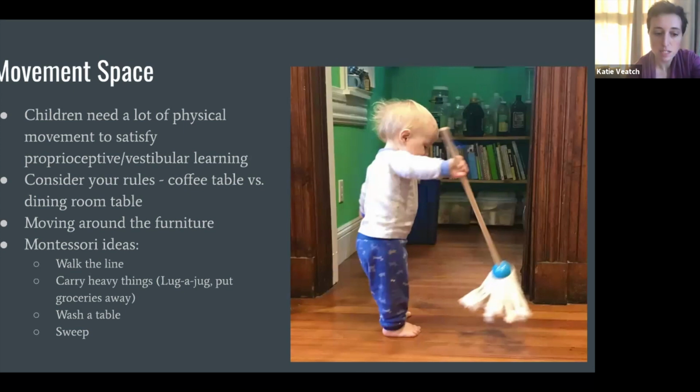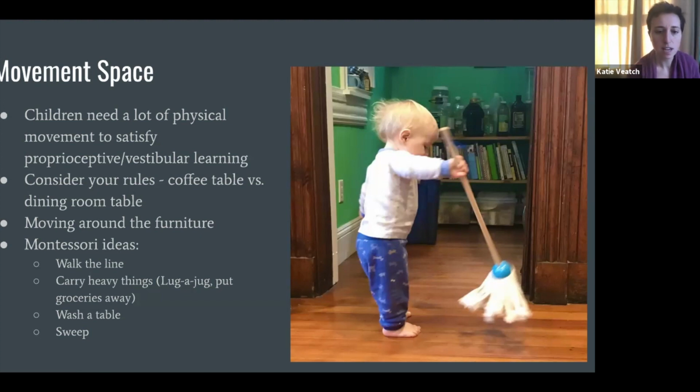Children, I always say parenting is a series of near misses, right? I think nannies, we don't let our children take as many risks maybe as I do as a parent. So yeah, guard other people's children very well. Here's movement space. Children need a lot of physical movement to satisfy their proprioceptive and vestibular learning. Remember that proprioceptive is the space where you can walk through a room and not bump into things. You know where you are in space and time. And vestibular is going to be balance.